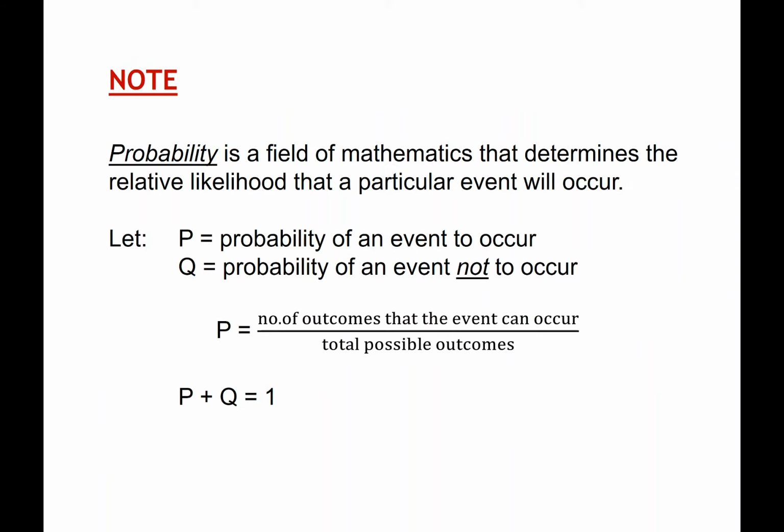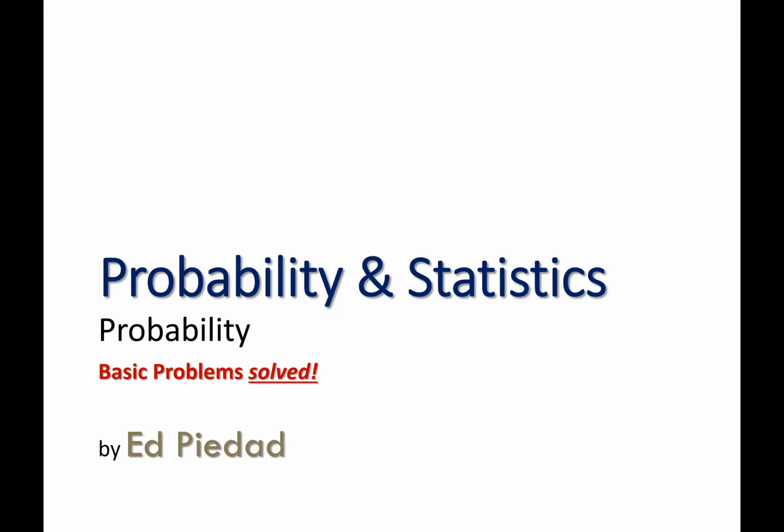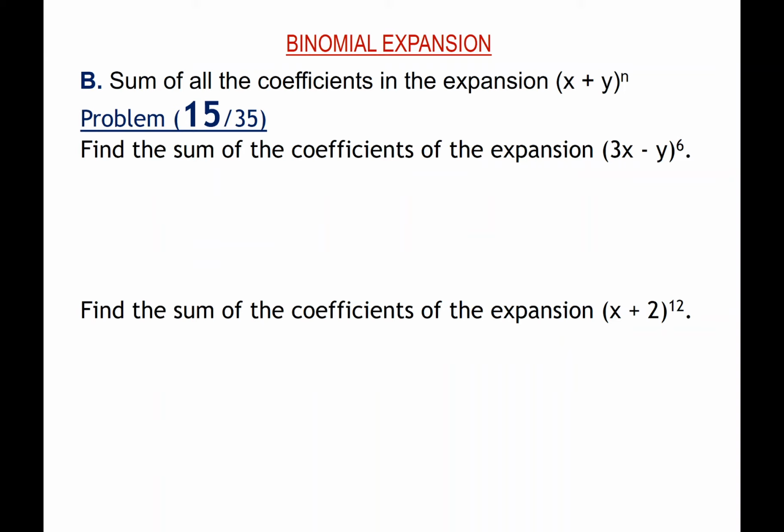Another problem is when we're dealing with the sum of all the coefficients of the expansion (x + y)^n. From the previous problem, we have the formula nC(r-1) times x^(n-r-1) and so on. Now we are going to sum them, to sum all the coefficients in the expansion (x + y)^n.